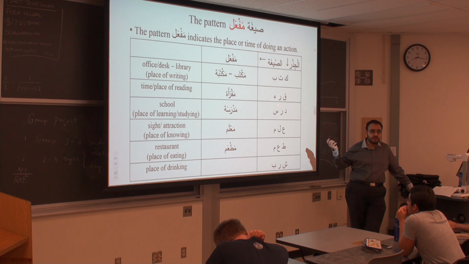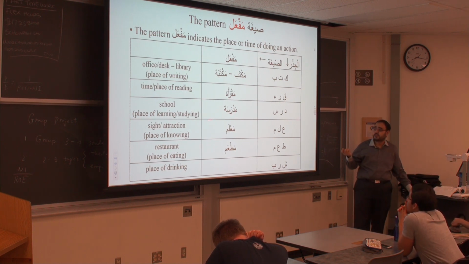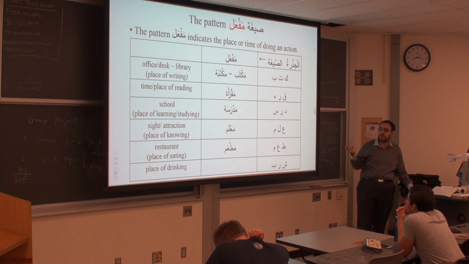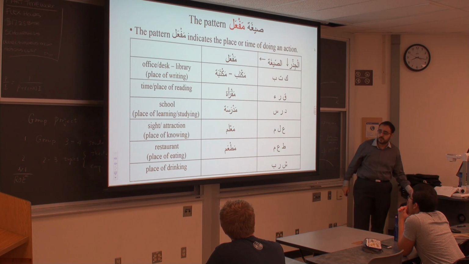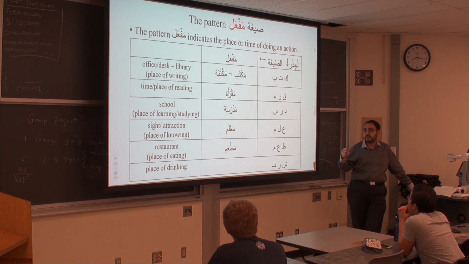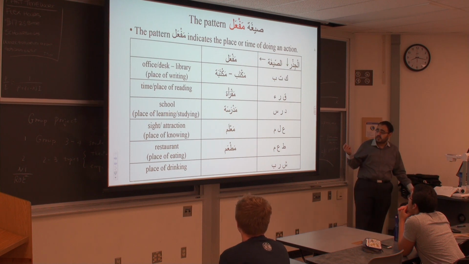Okay. Next one, Aya. Okay, which is literally the place of learning or studying, i.e. school. Again, we formed it by replacing the fa, ayn, lam with the three letters of the root and adding everything else, and then adding the ta marbuta to make it feminine. What? Ma'lam, okay, place of knowing, i.e. sight or attraction. This is the meaning that has become associated with it. And this is in the masculine singular. This root, ayn, lam, mim, it has to do with knowing.